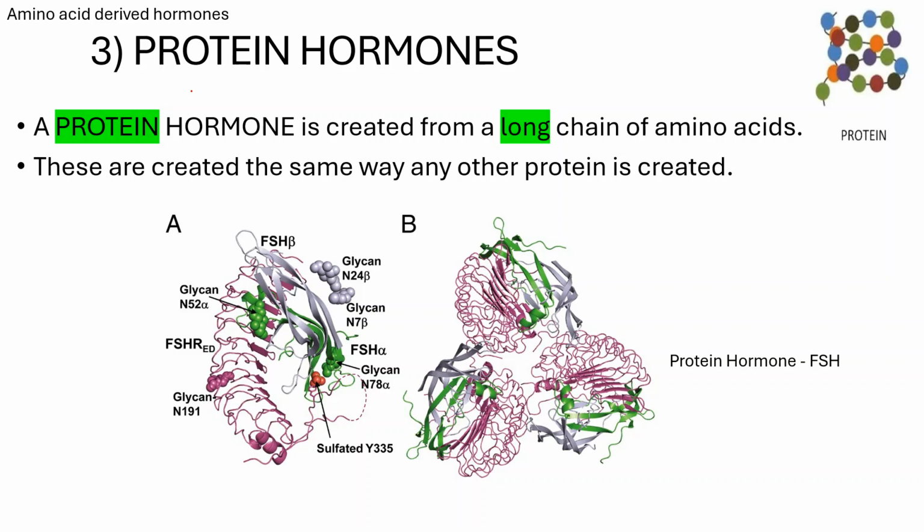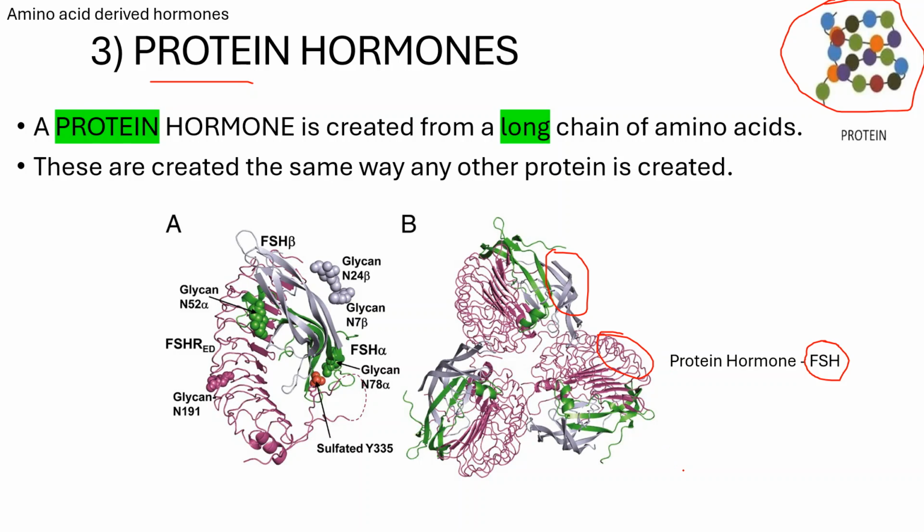Now, the protein hormones, remember, these are the largest. They're going to have the most amino acids all joined together. They're going to create a long chain. So this right here is an example of what follicle stimulating hormone looks like. You can't even see the individual little amino acids, but that protein structure is going to have those beta sheets and those alpha helices in there, and you can kind of see some of those alpha helices and beta pleated sheets within that structure. This is what follicle stimulating hormone looks like.